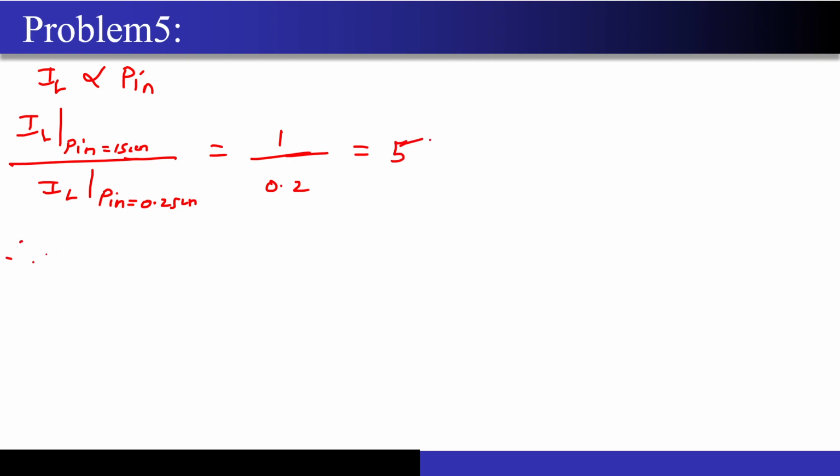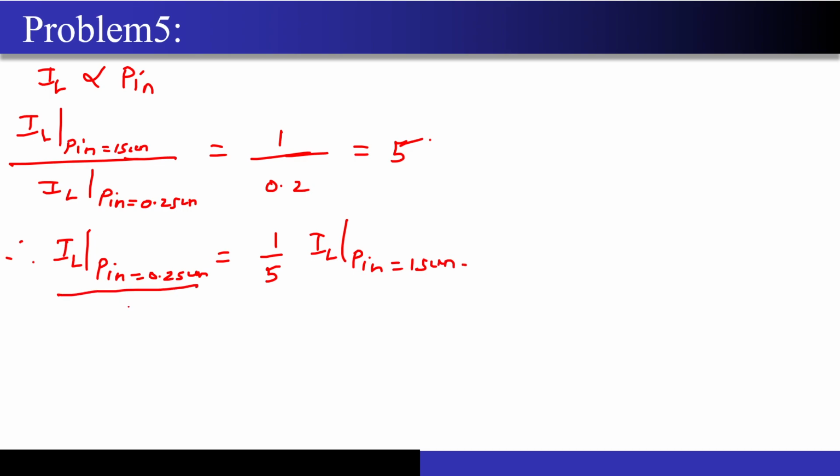Correct? So what can I write now? I can easily write IL when P in is equal to 0.2 sun. This will be 1 by 5 times IL when P in is equal to 1 sun. I can also divide both sides by the reverse saturation current. Correct? Let me highlight it as equation number 3.